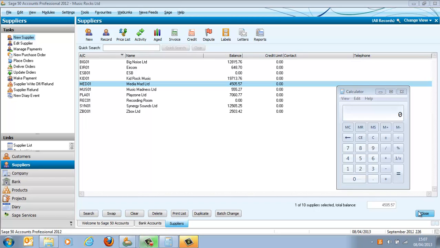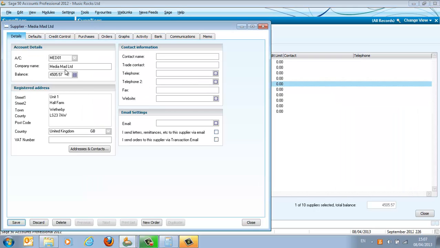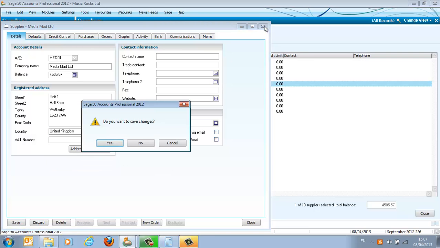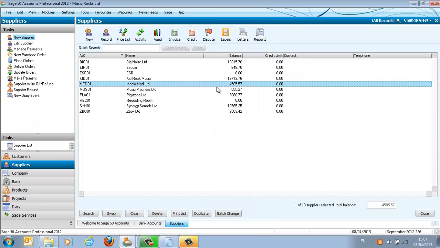Okay, we're going to look here at the ways of dealing with the foreign exchange transaction. Basically what's happening here is that you've already processed an invoice at some period in the past, and you're now paying it. In this example data set the company is called Media Mad, and because they're based in England, they would have invoiced us in a sterling amount, the euro equivalent of which is 4,505.57.